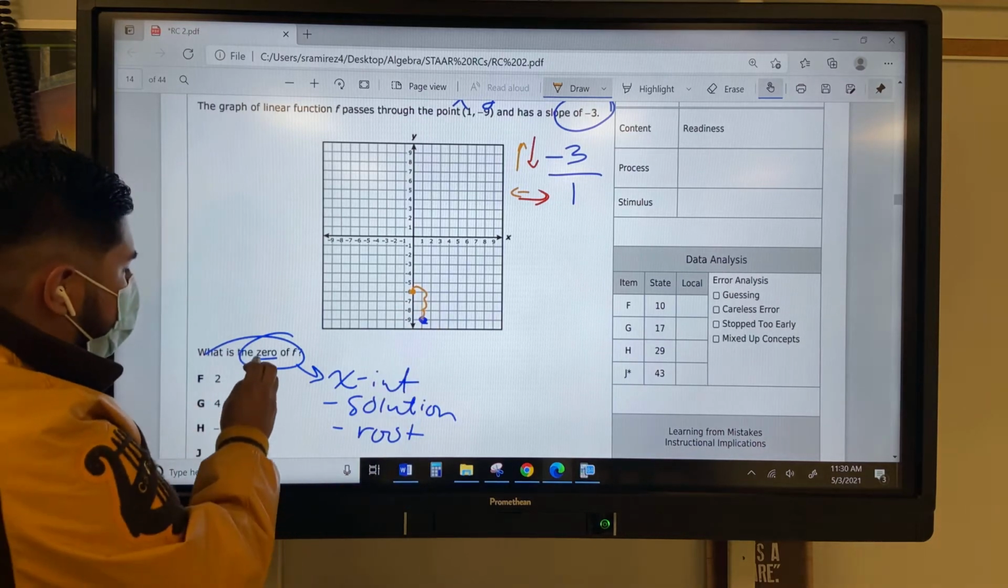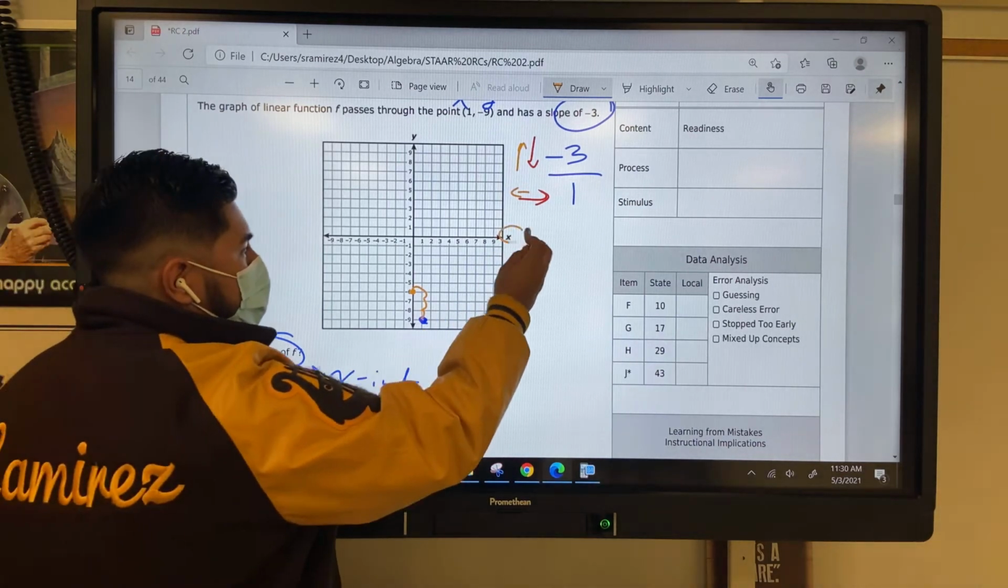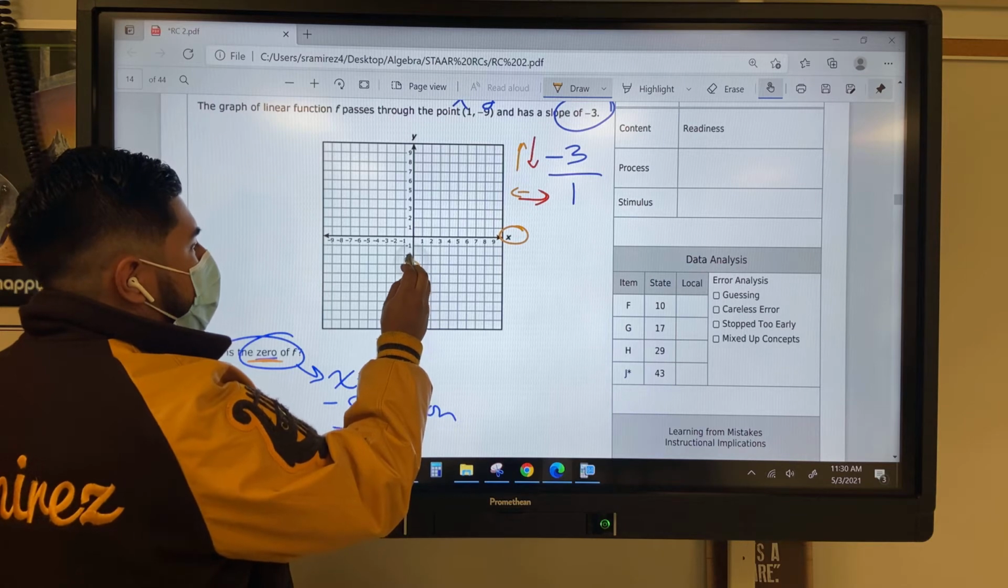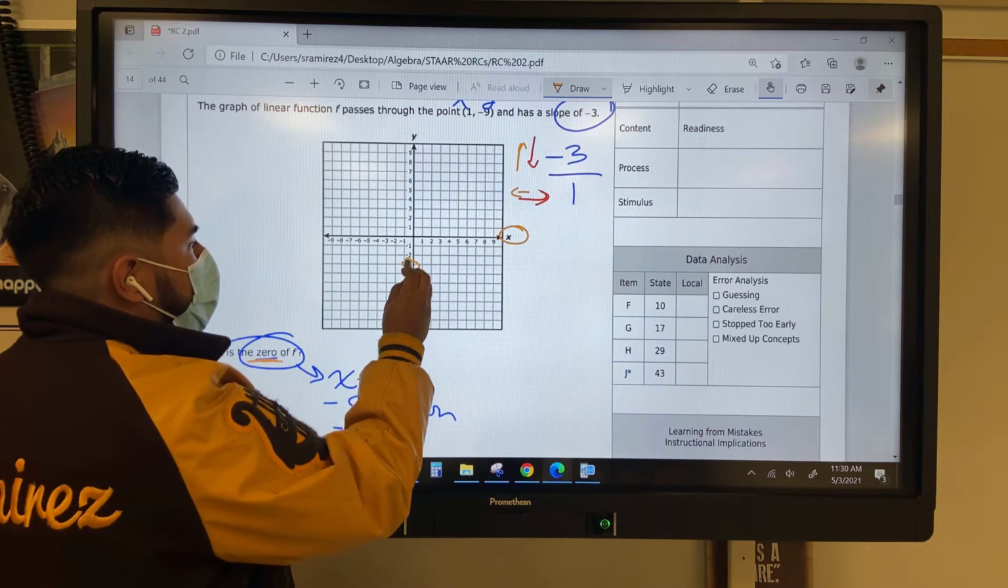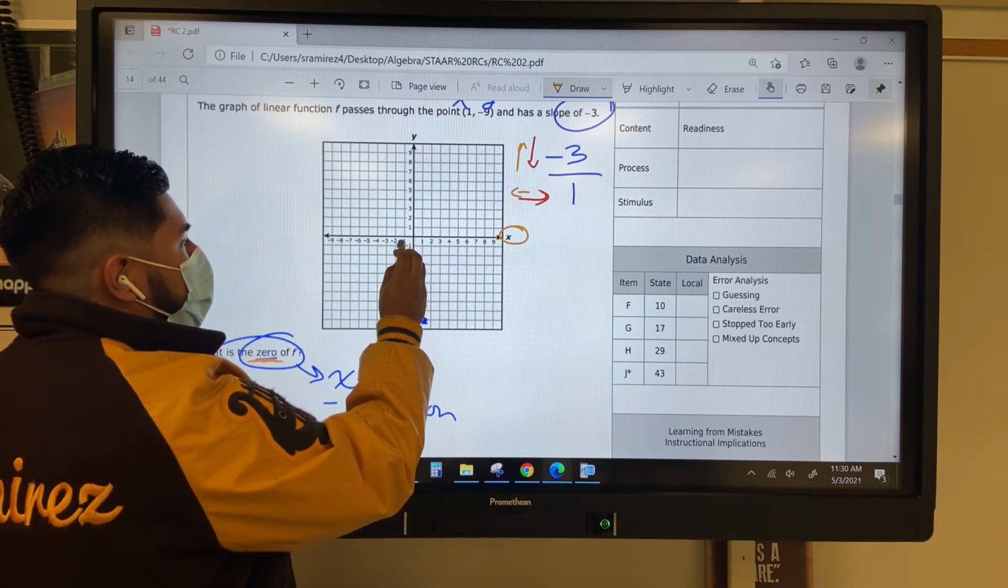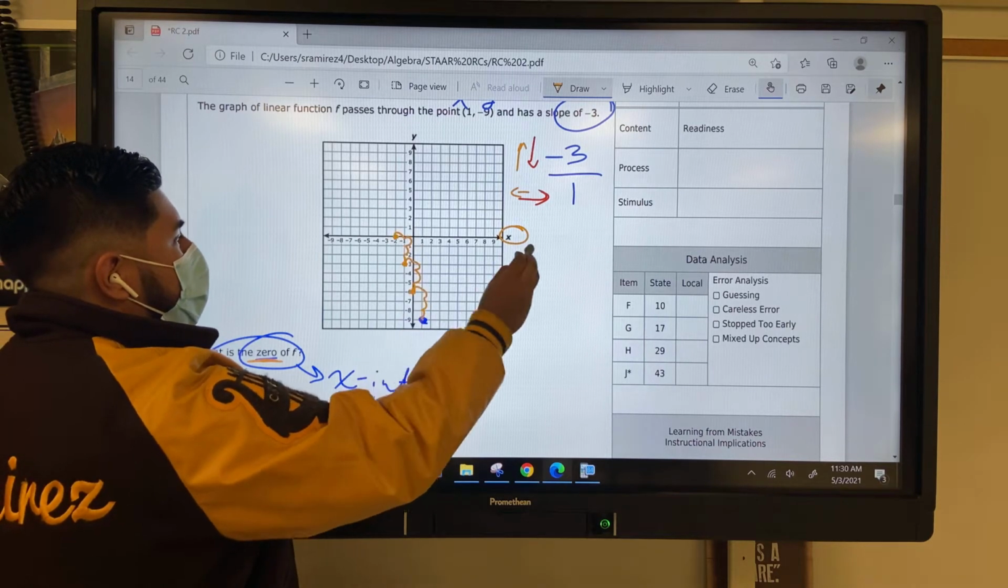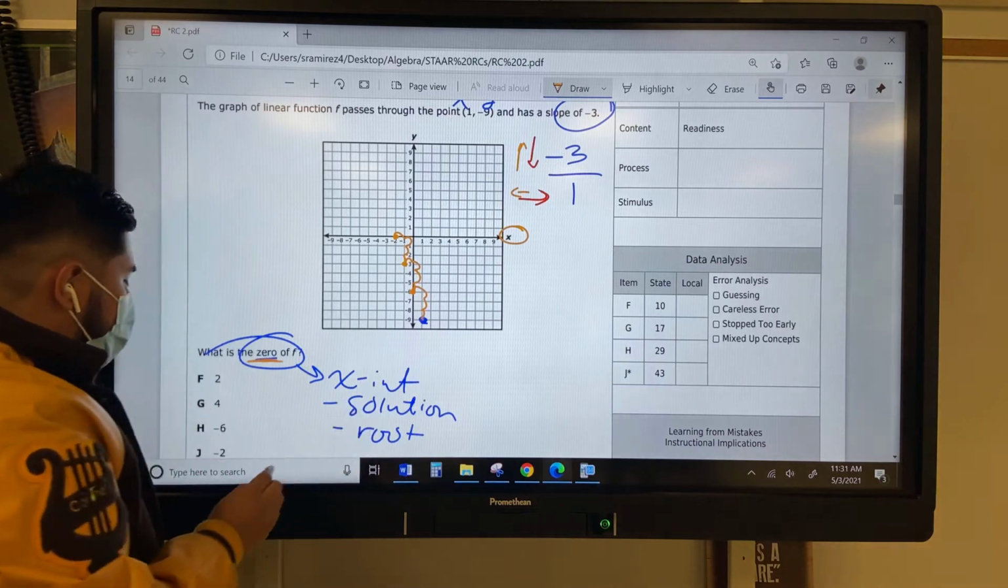Again, I need a zero. I need to cross the x-intercept. Let's keep going. 1, 2, 3, 1 over. 1, 2, 3, 1 over. Boom, we hit my x-intercept. Looks like it's -2.